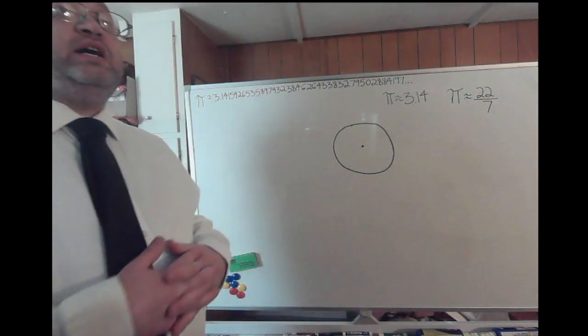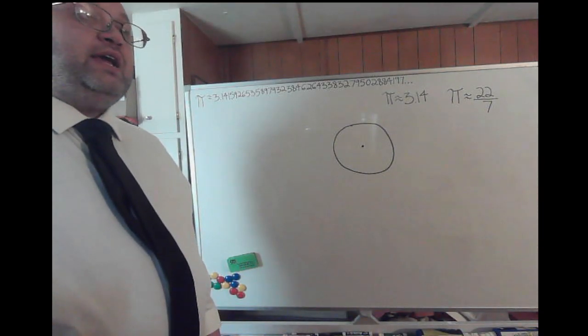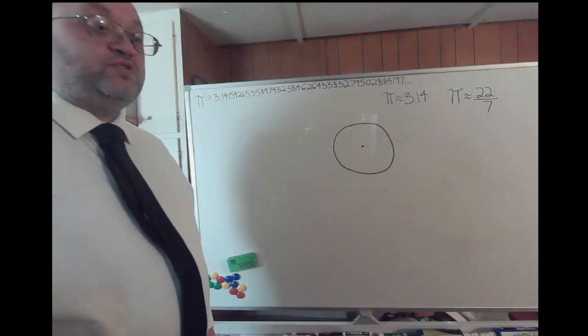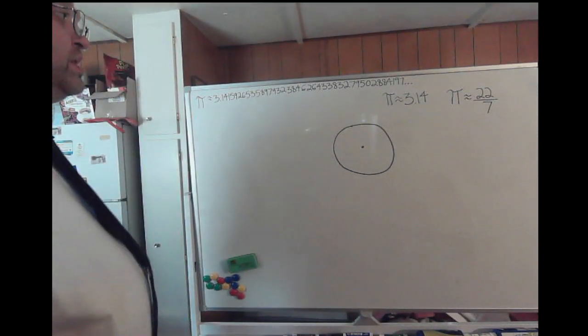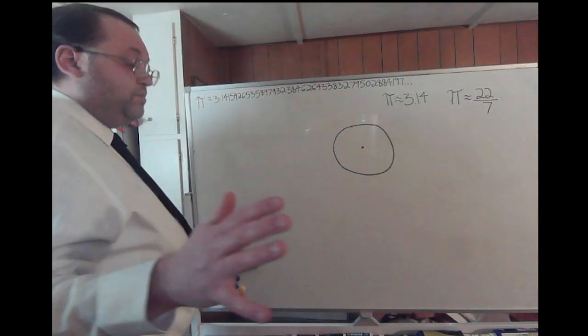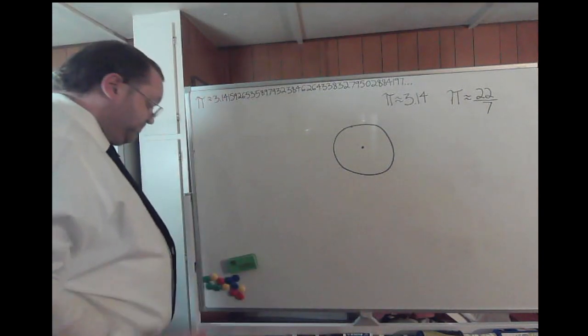Today we are going to talk about circles and finding the area and the perimeter, otherwise known as the circumference of a circle. So just ignore these numbers I have written for the time being. We're going to talk about a circle.